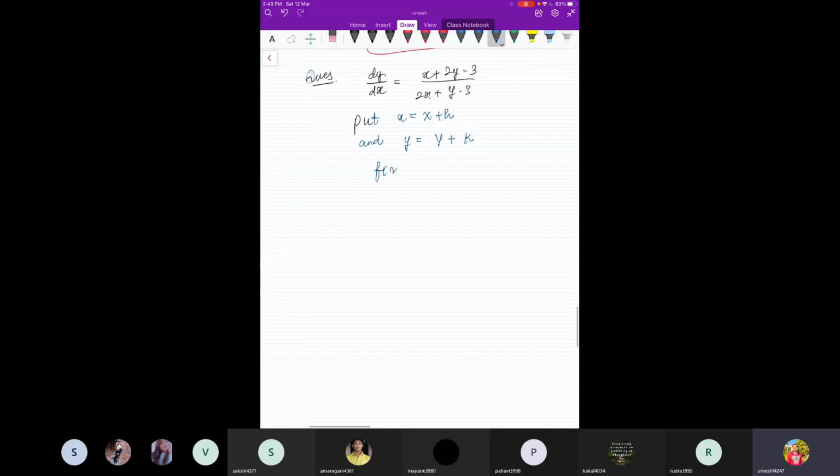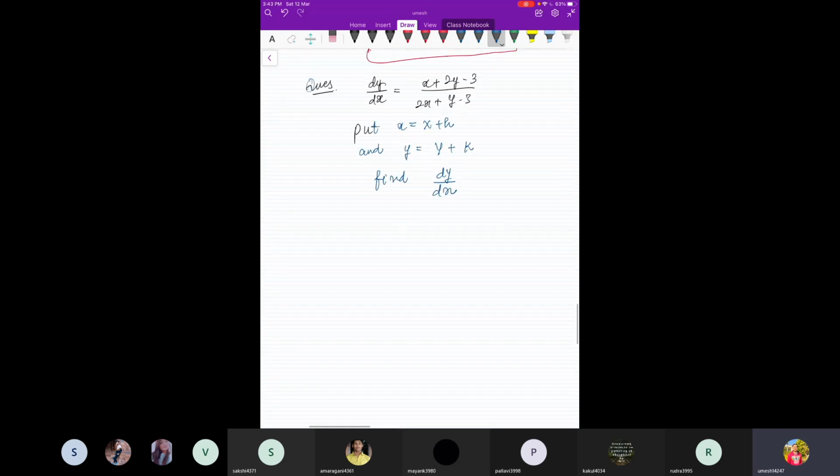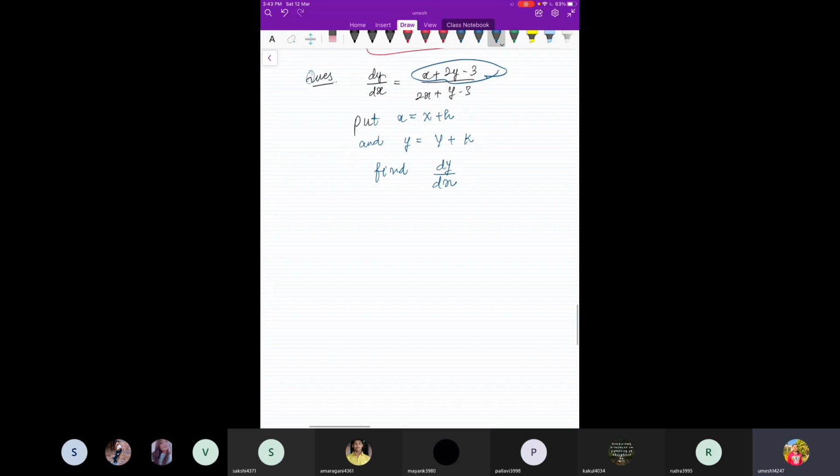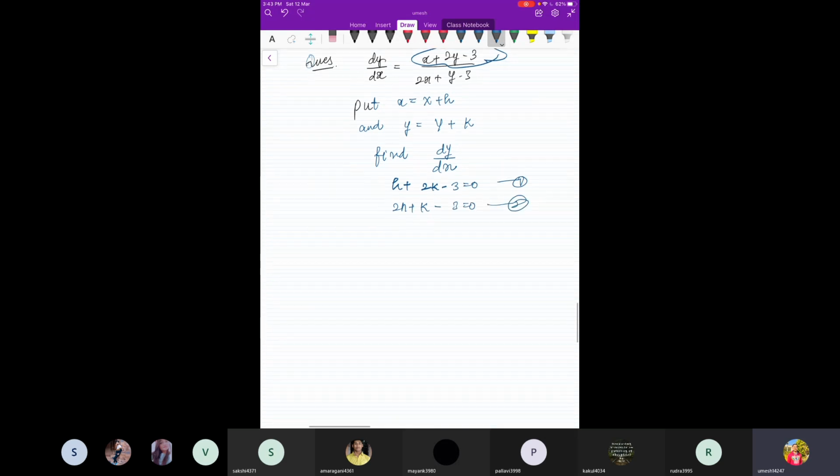Then you have to find dy by dx. Then again, we have to find the values of h and k here. For that, h plus 2k minus 3 is equal to 0, equation number 1, and 2h plus k minus 3 is equal to 0, that is equation number 2.